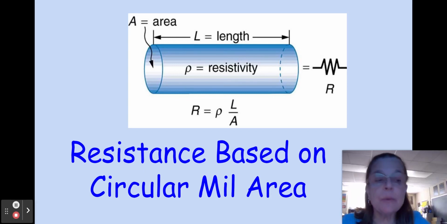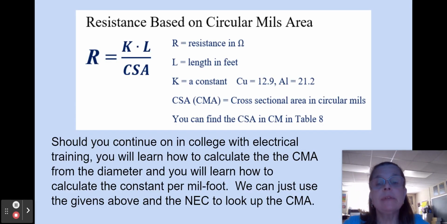Hi there. What I want to go over with you is the resistance of a conductor based on the circular mill area. Resistance based on the circular mill area uses the formula R equals K times L divided by cross-sectional area. The R stands for the resistance in ohms.